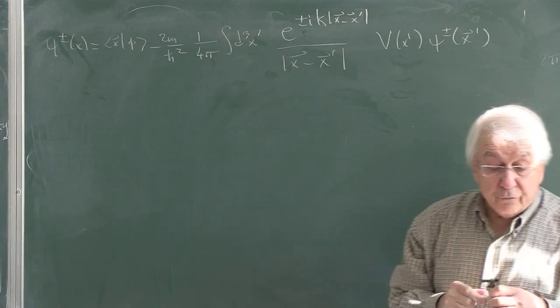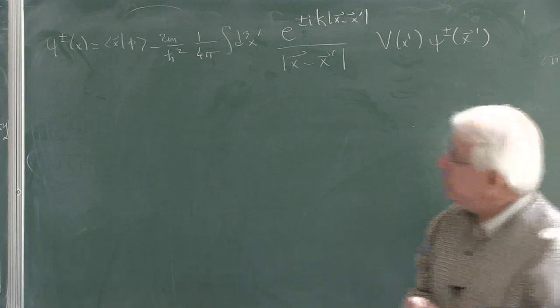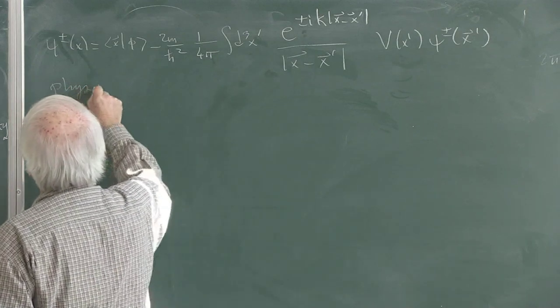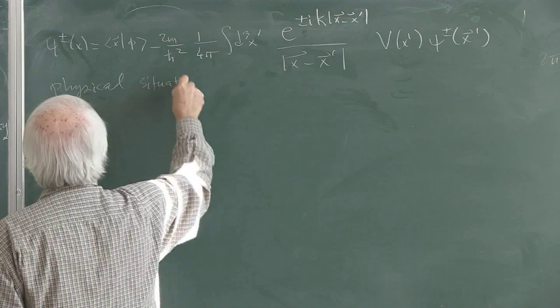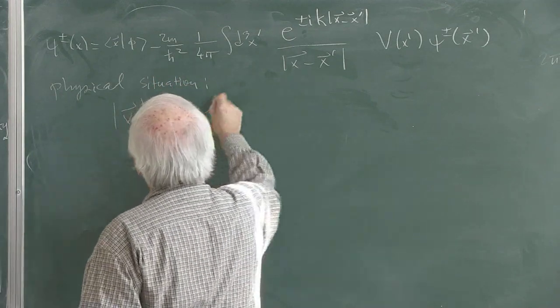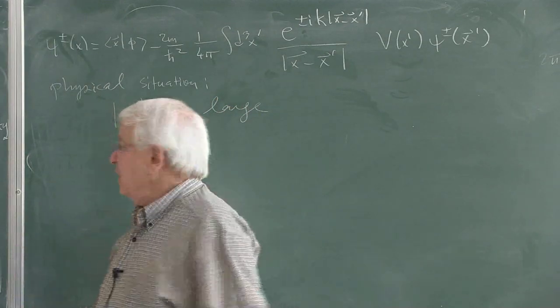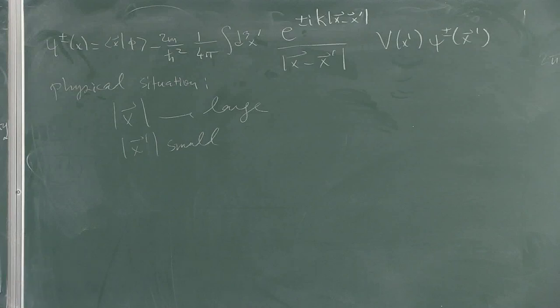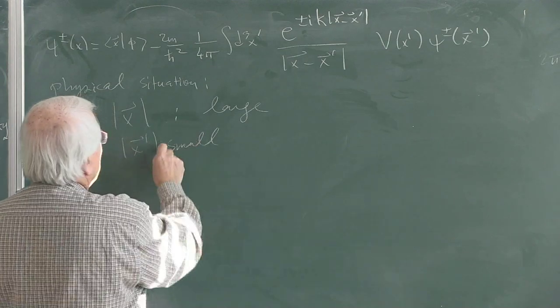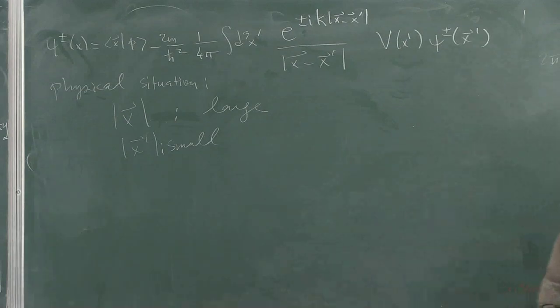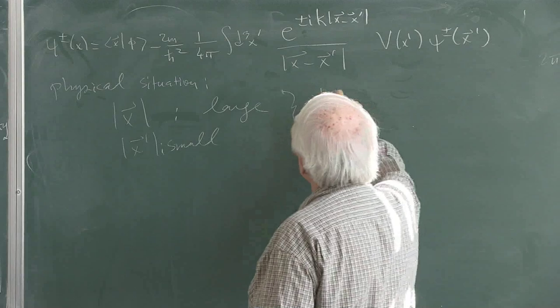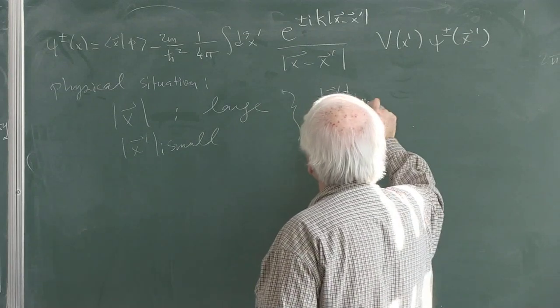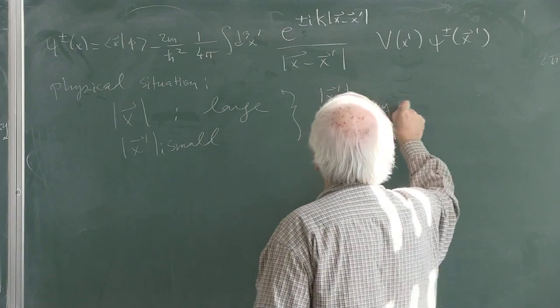How to proceed? To proceed, we have to now go to a physical setting. That is, in the physical situation, x is large. We detect far away, and x prime is small, because x prime is in the potential region. It sweeps the region in which the effect of the potential is focused. So when you have these two conditions, we have to be able to make use of them. That is, if I convert this to mathematics, x prime divided by x is very small in the actual physical situation.